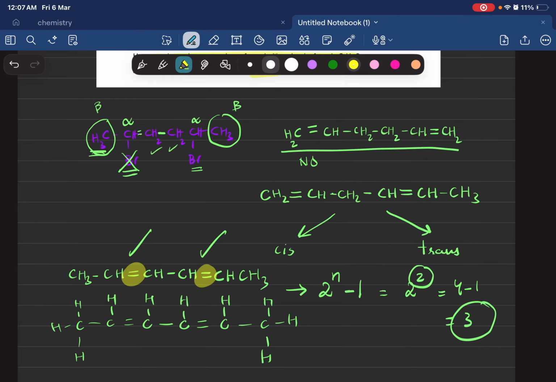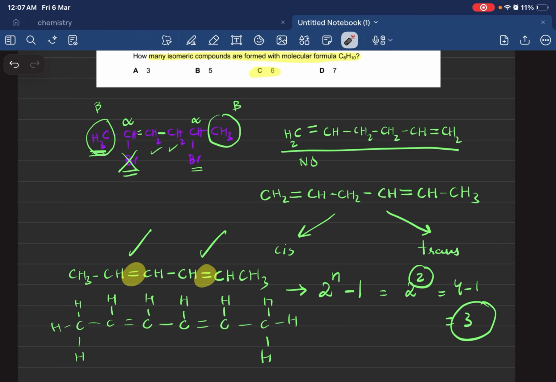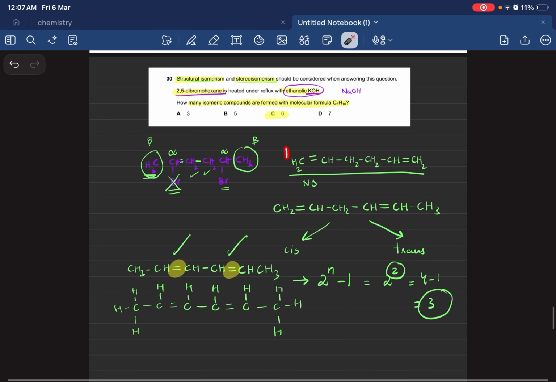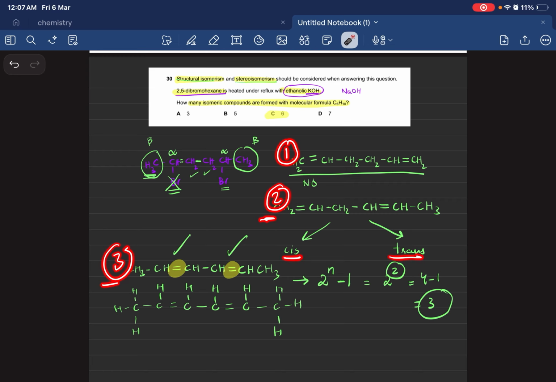I personally believe this was a difficult question. For some of you, it might have been difficult, but you just had to look at it from a different perspective, okay? And that's the solution. The first isomer, the second isomer, and the third isomer. The second isomer gives cis and trans, and the third isomer gives 3 other isomers because of 2 stereocenters. And since it's symmetrical, we use the formula 2 raised to power n, and then we subtracted 1 from it.